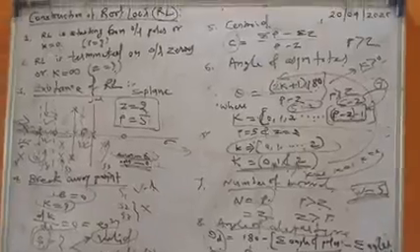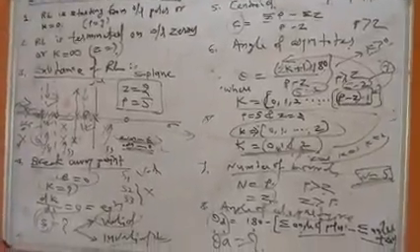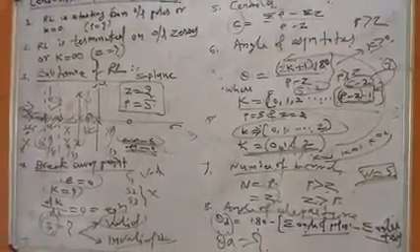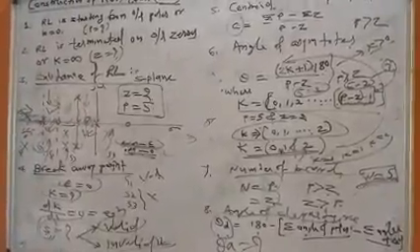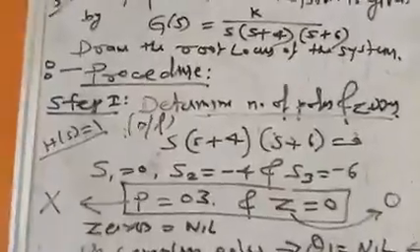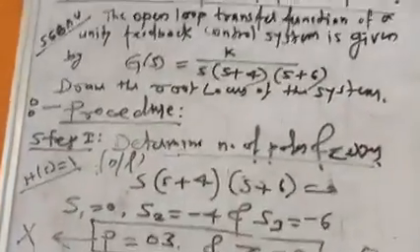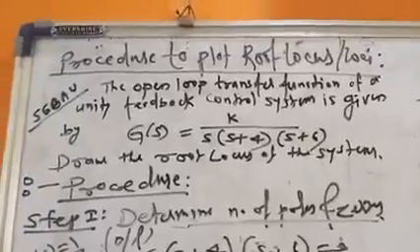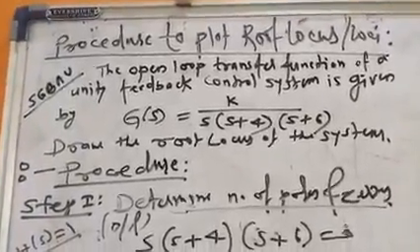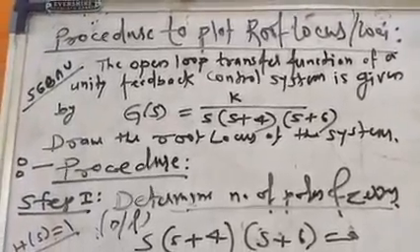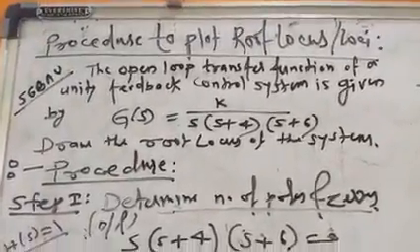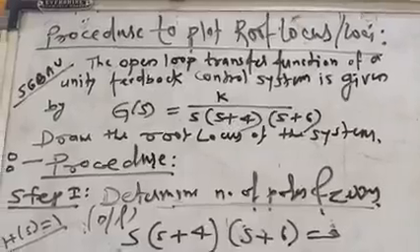The next point is the procedure to solve the problem of root locus. Now the next point is the procedure to draw the root locus. So we take one example, and with the help of that example we try to understand how to draw the root locus. So, procedure to plot root loci.